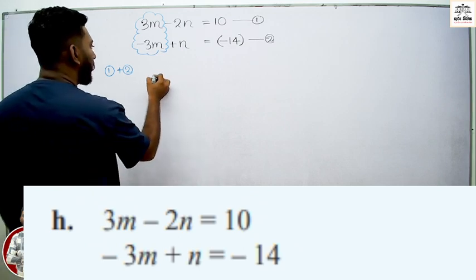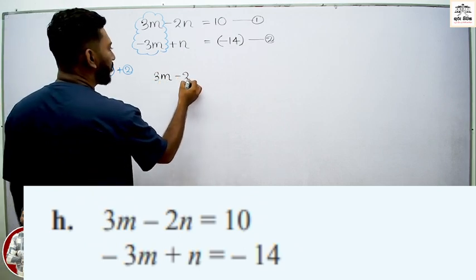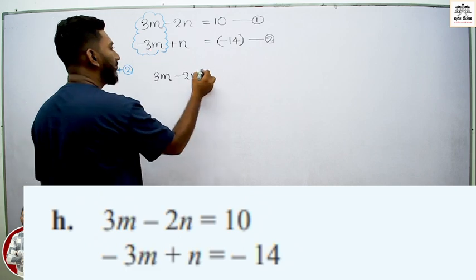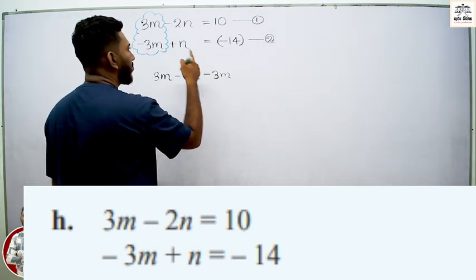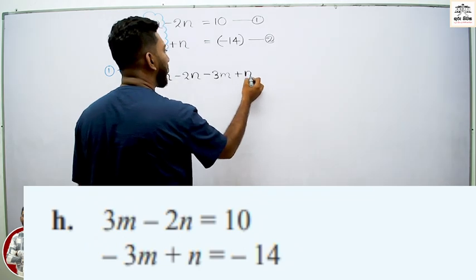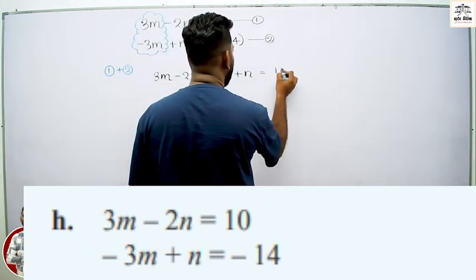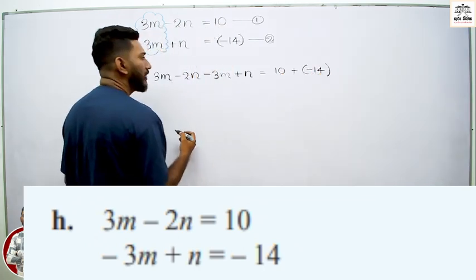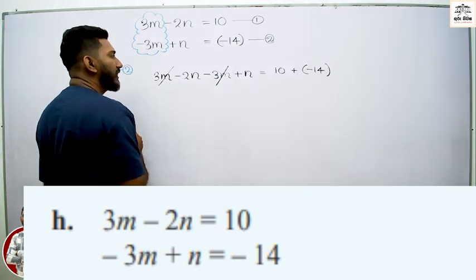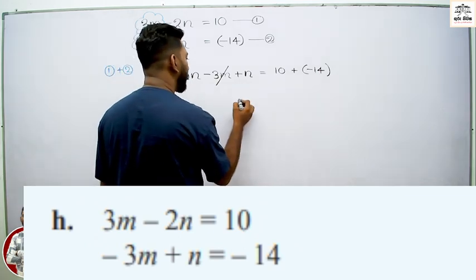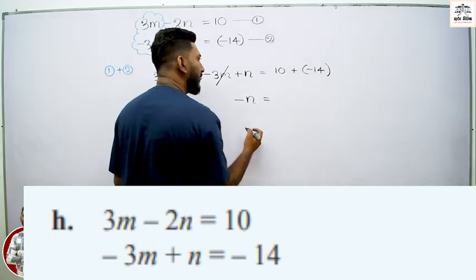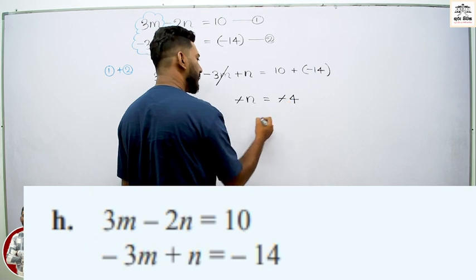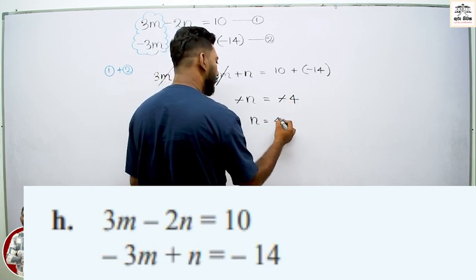Equation number 1 is 3m minus 2n. Now you have to add, so minus 3m, and plus n, and 10 plus minus 14. Plus 3m and minus 3m eliminate, and minus 2n and plus n is minus n, equals minus 4. Now minus and minus eliminated, and n is plus 4.